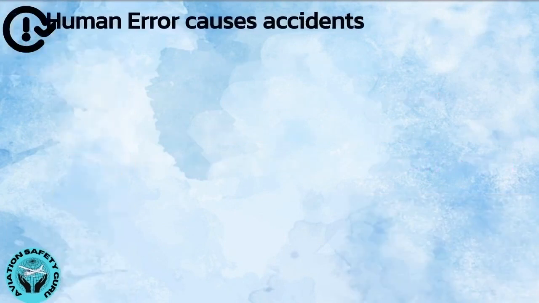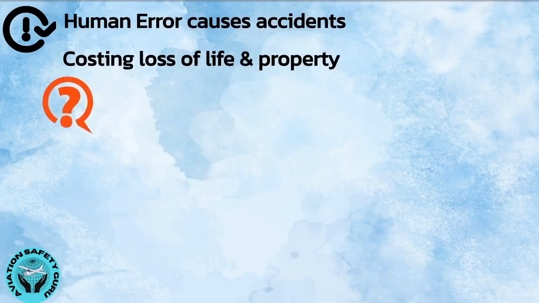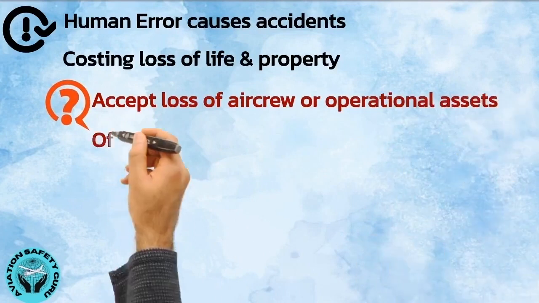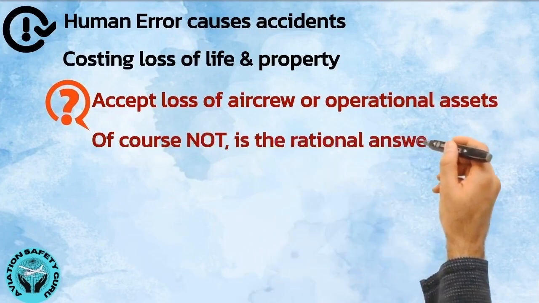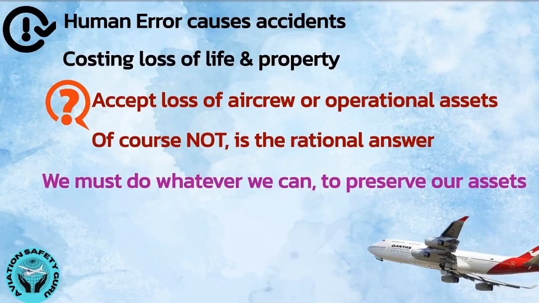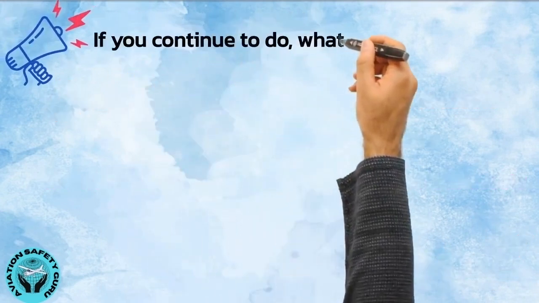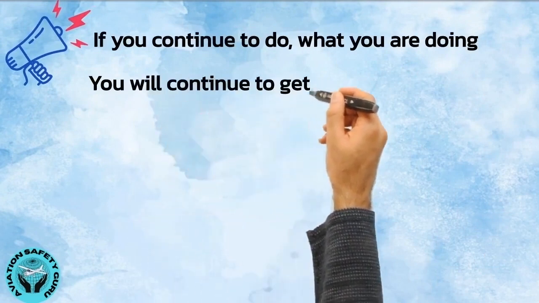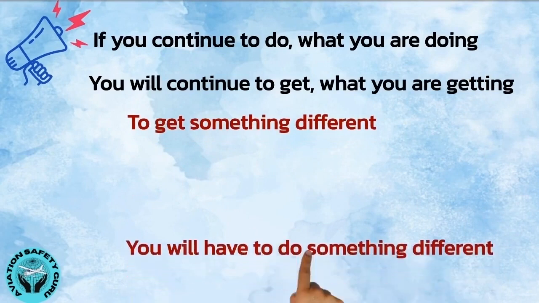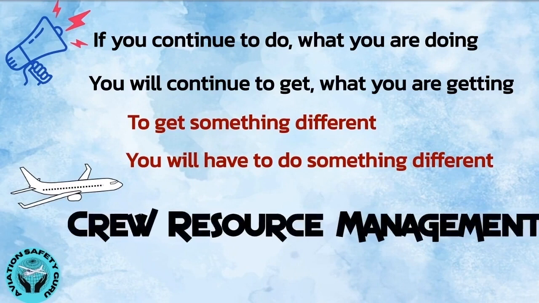Since we know that human error causes accidents, costing loss of life and property, then the logical question is, can we accept loss of aircrew or operational assets? Of course not, is the rational answer. Thus, we must do whatever we can to preserve our assets. There is a famous saying, if you continue to do what you are doing, you will continue to get what you are getting. To get something different, you will have to do something different. That different thing in aviation was crew resource management.